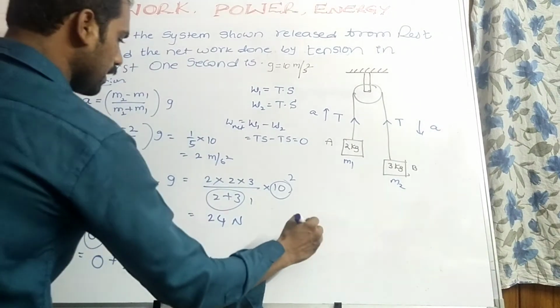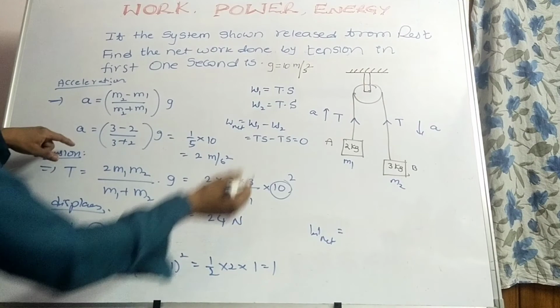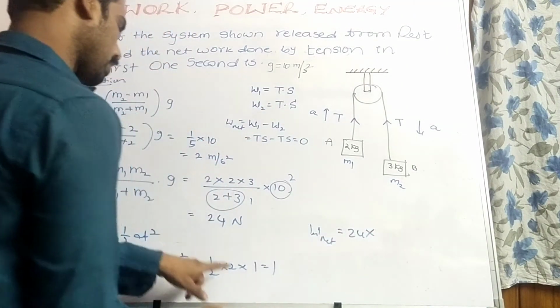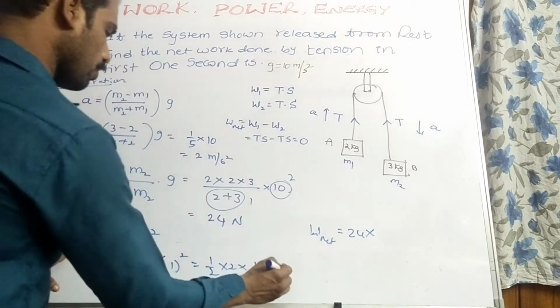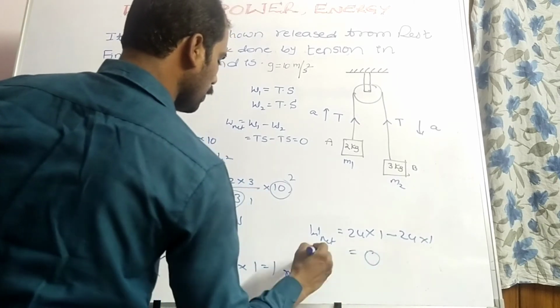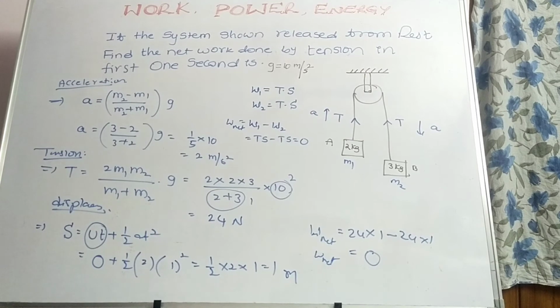So W net is equal to tension in the first case, that is 24 into displacement S equal to 1 meter, minus 24 into 1, that is equal to 0. W net is equal to 0. Net work done is 0.